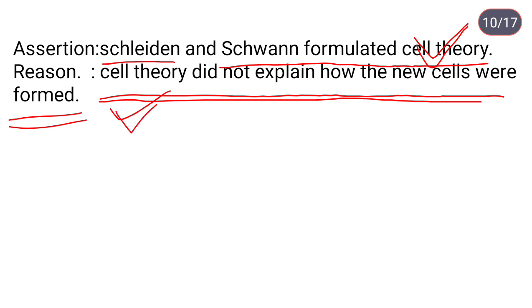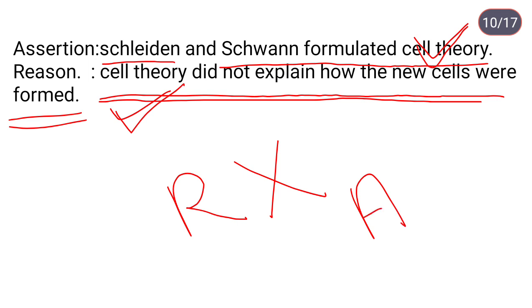The reason is also true, but the reason does not explain the assertion. So we can consider that both assertion and reason are correct: Schwann and Schleiden proposed a cell theory, and the cell theory did not explain how the new cells were formed.